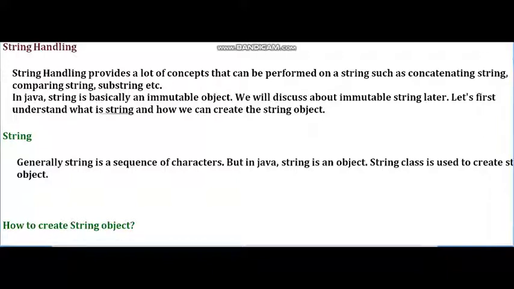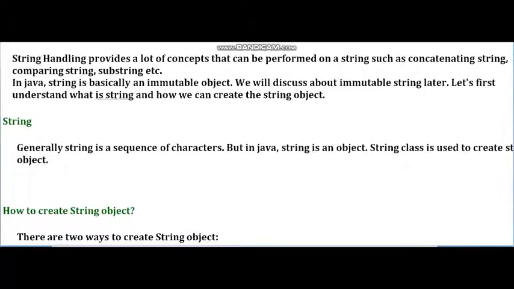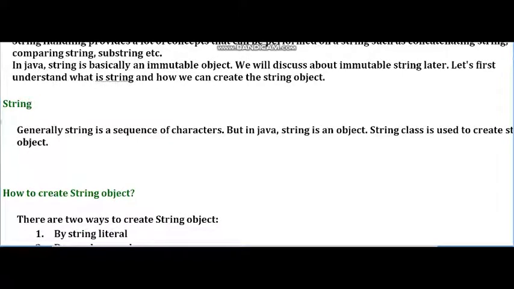So what is a string? In Java, string is basically an immutable object. I will tell you everything in detail. What is a string in layman language, such as an array? A string is just like an array, but it can't store integers, it can store characters only. In layman language, it is a sequence of characters. But in Java, string is an object, the String class.